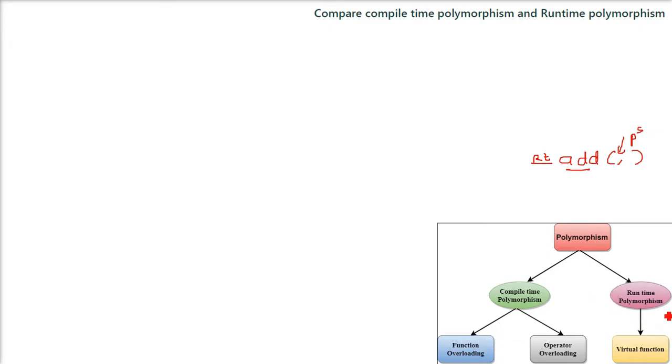So in compile time we have function overloading and operator overloading. In runtime we have function overriding, and we implement it using the virtual function. So let me tell you the difference one by one.